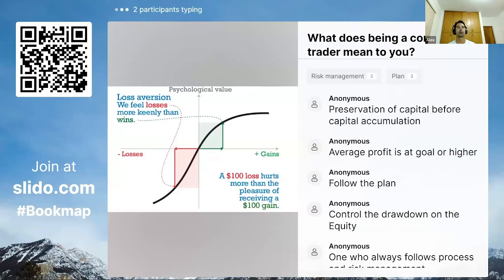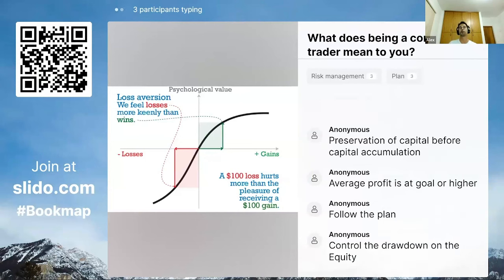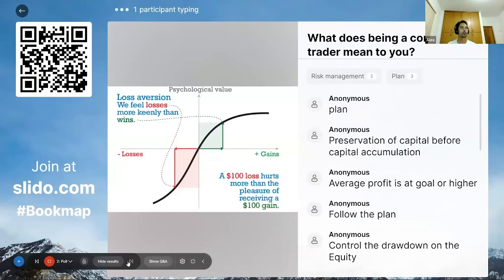Average profit, is that a goal or high? Preservation of capital before capital accumulation. I thank you for engaging, because it just gives perspective. This is like the hive mind, seeing people's different perspectives. And so plan is at the forefront. So I'm going to go to the next question.